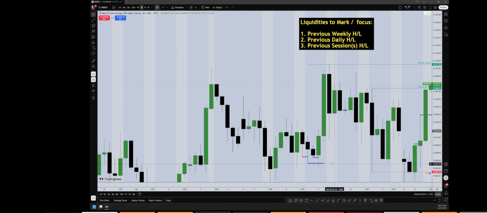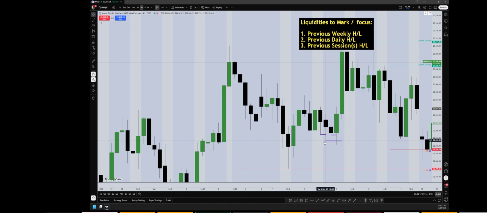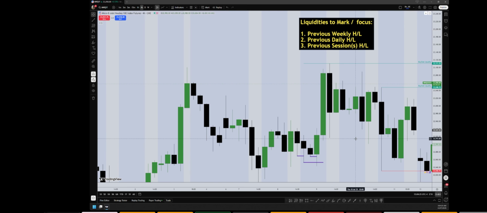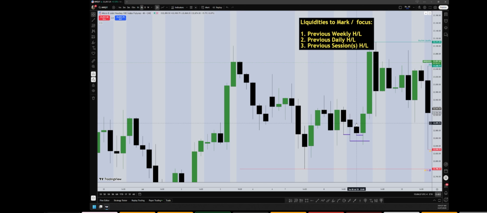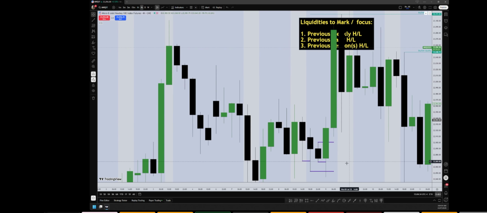What's happening over here? Taking liquidity of the previous 4 hour candle, failing to close below. Same thing already happening from these areas as well. So what should it do? It should go for the previous 4 hour high. Usually swing high lows, but previous 4 hour high. So what did the market do over here? Closed above. So what should next 4 hour do?